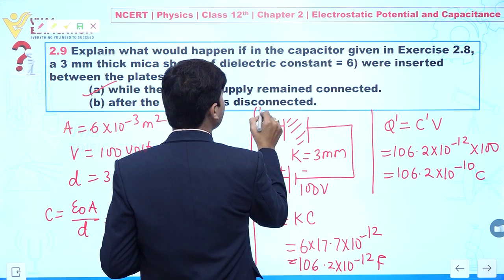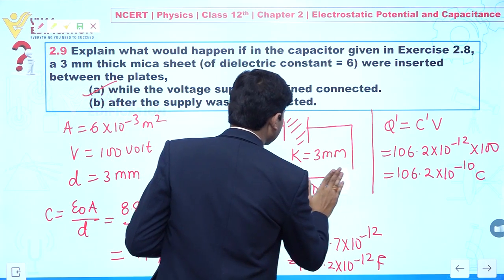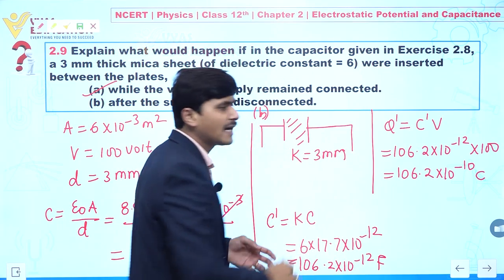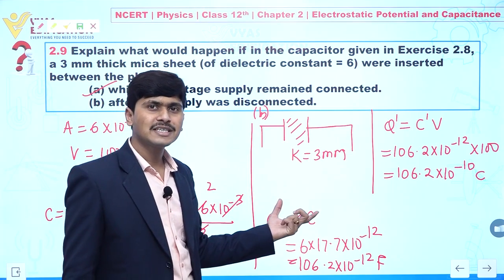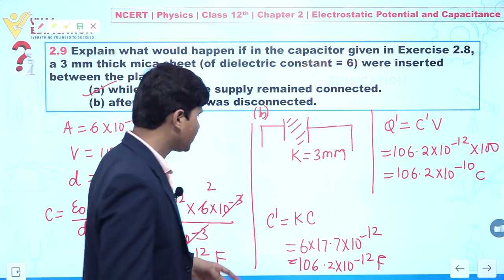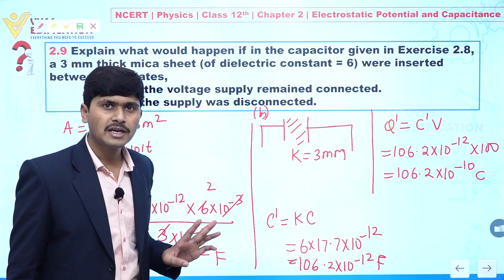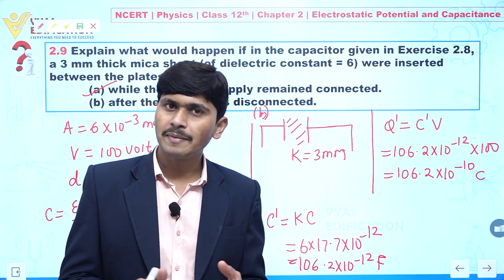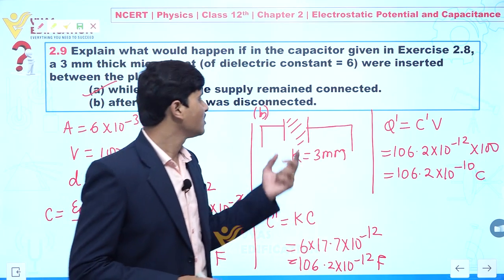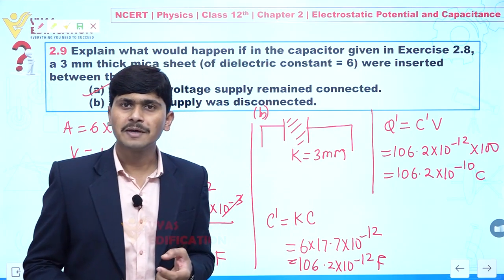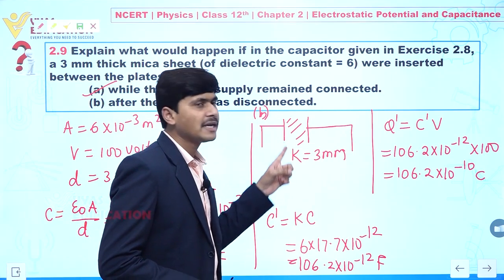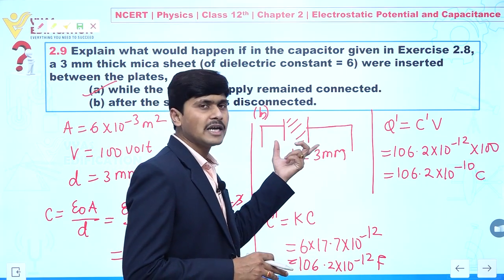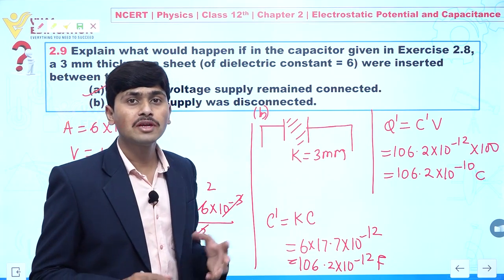For part B, we are disconnecting the supply. At that time, if we insert a dielectric plate between the parallel plate capacitor, its capacitance increases. And what about the charge? Because we have already disconnected the battery, the charge on this parallel plate capacitor remains the same. Why? Because this plate behaves just like an isolated plate. So the value of charge remains the same, but what will happen to the potential?